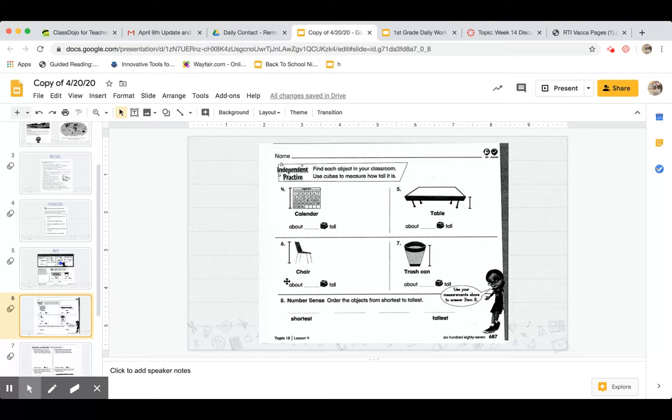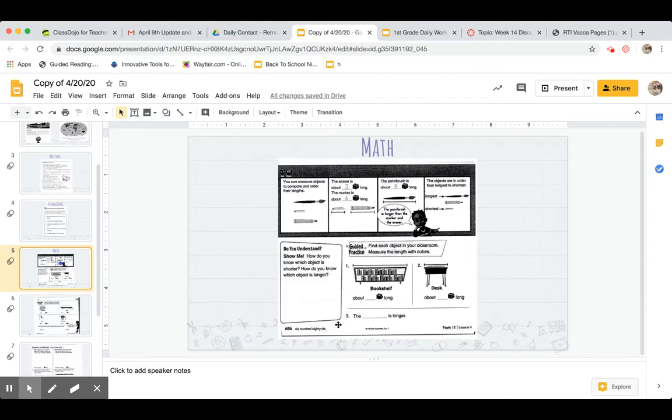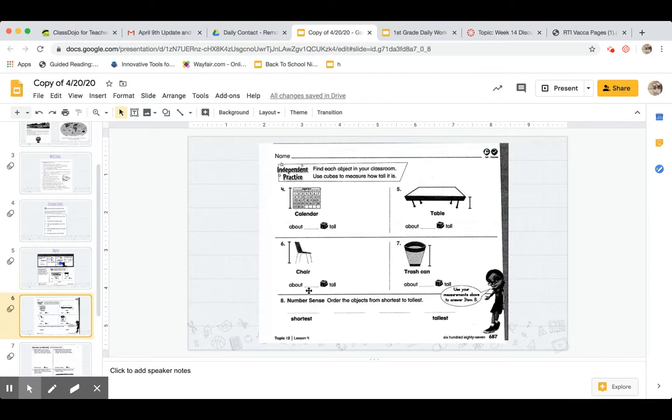Numbers 4, 5, 6, and 7, you're going to be measuring the height of these objects using this as like a little guide here for you. And you're going to be saying how many cubes tall they are. Okay, so over here, how many cubes long? This is how many cubes tall.